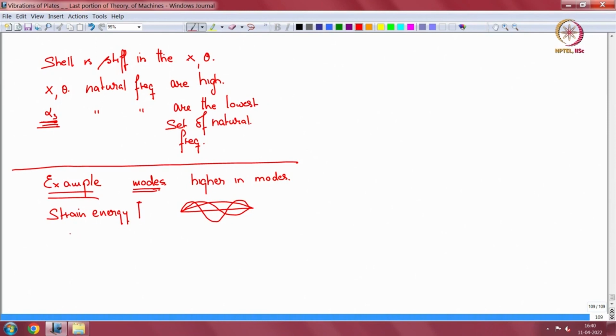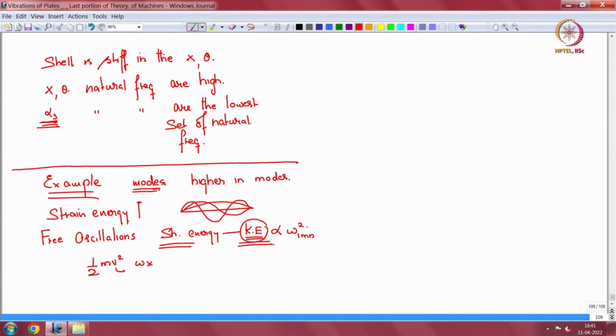Now as the free oscillations occur, the entire strain energy gets converted to the kinetic energy as the shell vibrates in that mode. The full strain energy is converted to full kinetic energy at some instant under free vibration. Now the kinetic energy is proportional to the natural frequency squared. If you realize you have 1/2 mv square and v is omega times displacement, then this ends up as the square of the frequency.